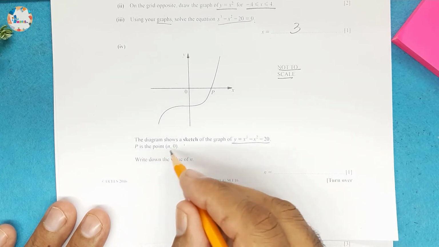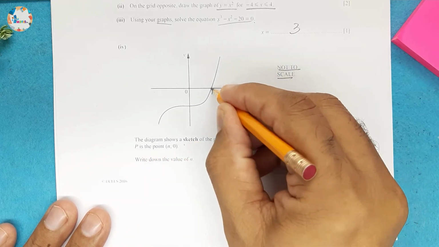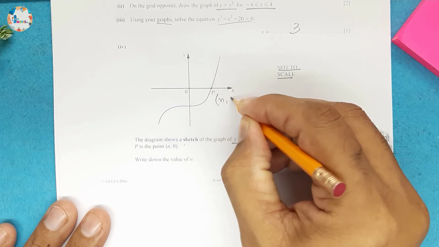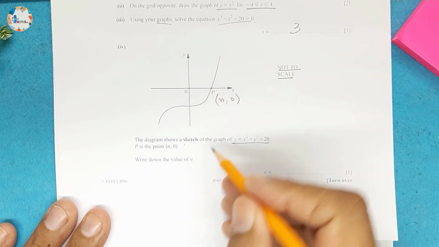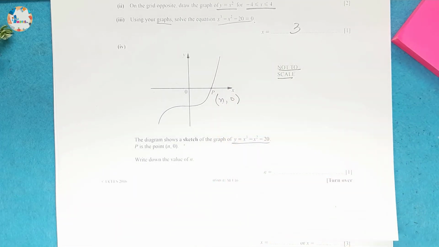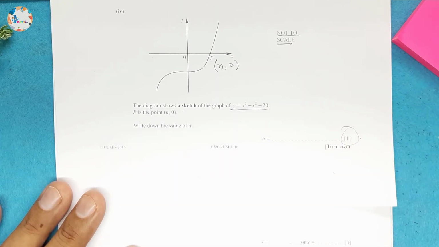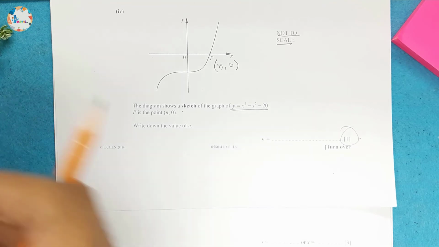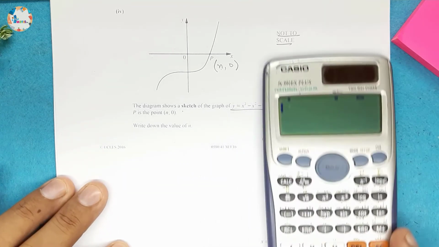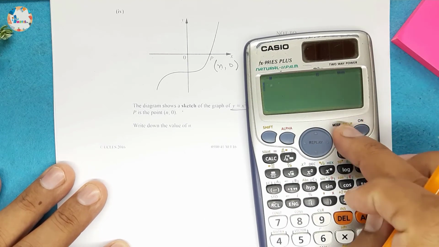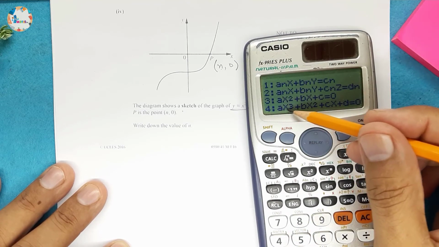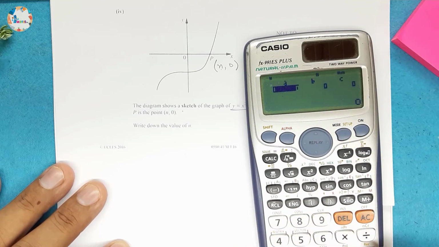So P is the point N, 0. This one is point N, 0, and we have to find this value of N. This is basically a 1 mark question, and not much working is required for this. The direct approach which you can use is the calculator, mode 5, ax cube, so 4.